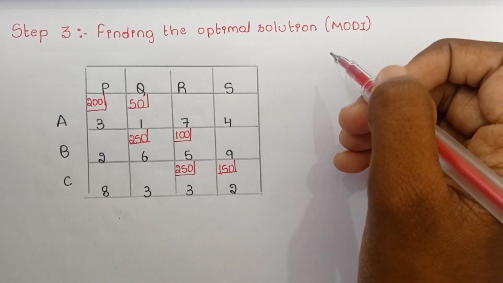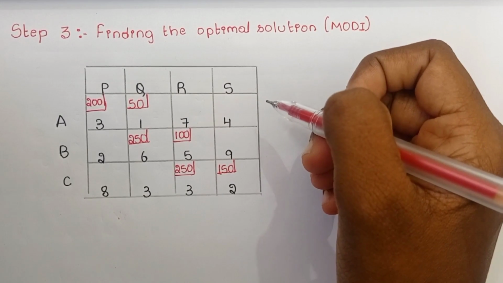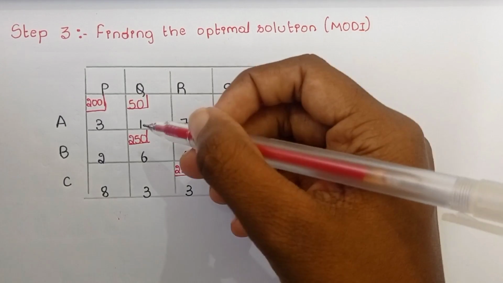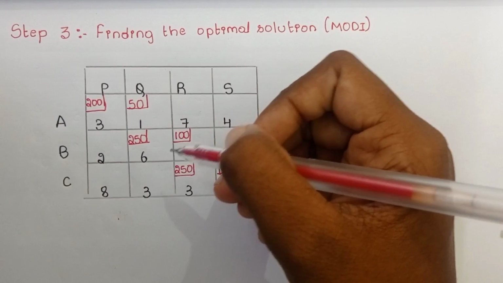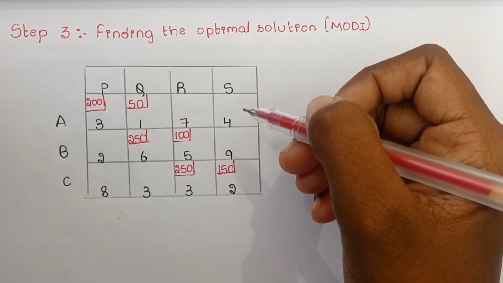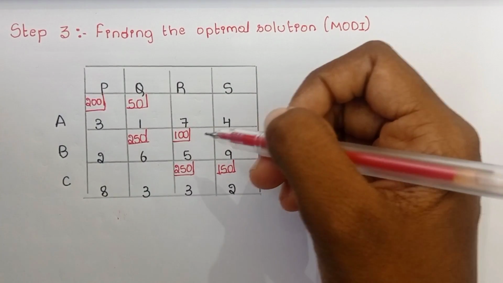In this step we have to write down the table as it is. We did the northwest corner rule method, no? So the same table we have to write, with the allotments and values, everything. But we avoid the demand and supply because in this step it is not necessary. So we just avoid that and write the entire matrix.